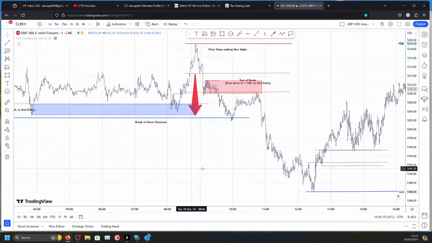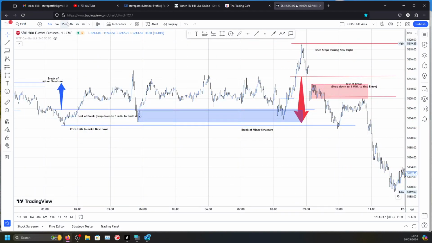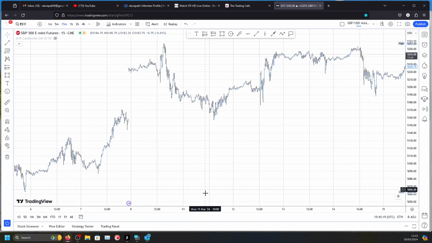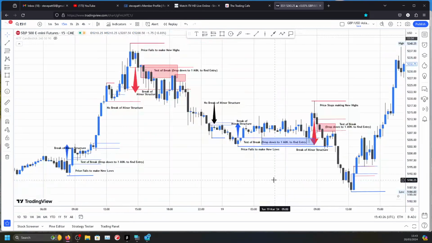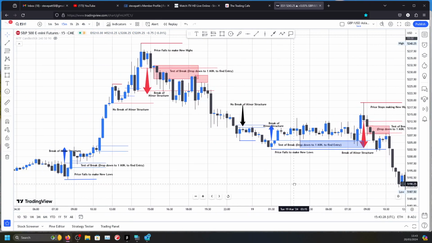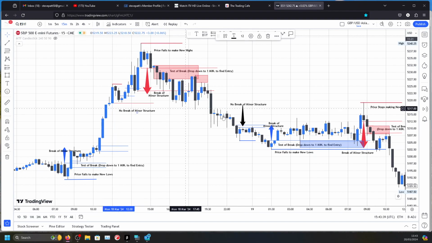I think that explains what the questions were on this chart. Because, like I said, it was what was happening. Would I consider this for a short trade off of here? And no, I wouldn't. And what are my thoughts on price failing to make new lows off of here?